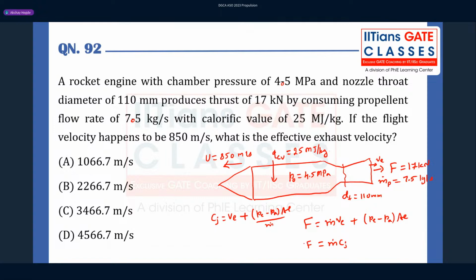As the problem statement is already stating the total thrust produced by the engine, and they are also given the mass flow rate involved in the problem, we can directly calculate the effective exhaust velocity as thrust over mass flow rate of the propellant. So thrust is 17 kilonewton. The mass flow rate is 7.5 kg per second. If we use the given data, we should get the effective exhaust velocity of around 2266.7 meters per second. It's a straightforward problem.